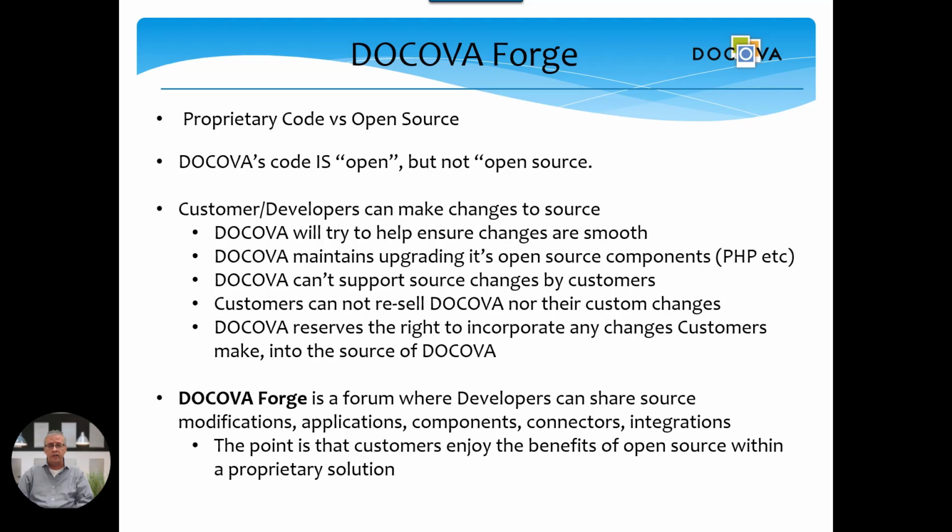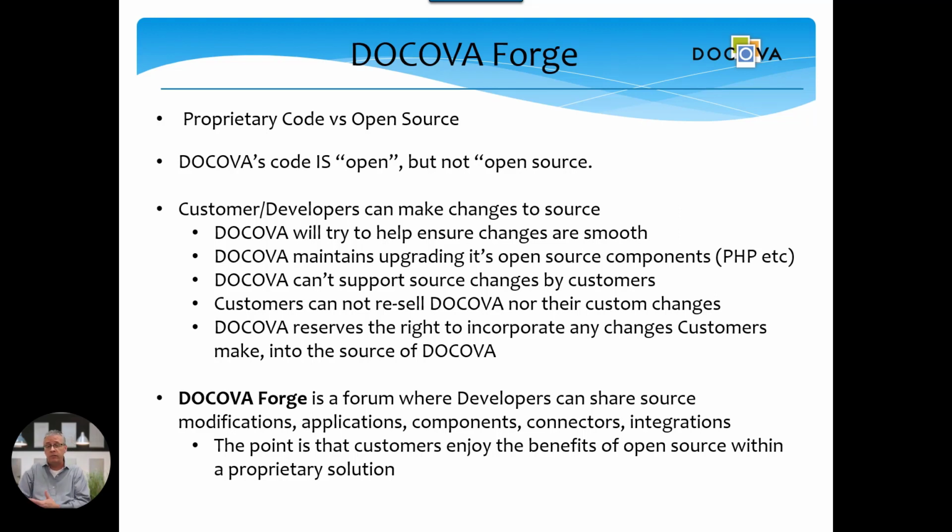DOCOVA maintains upgrading its open source components, so PHP and stuff. So we monitor upgrades to the software that we use to make sure that if there's any security patches or anything like that that are published, that we apply them for our customers and in our cloud in a timely manner. We can't support source changes by the customers, but we can help you try to put those in smoothly, just like open source, right? The whole point is to try to make it as flexible as you need so that it's like open source, even though it's not.